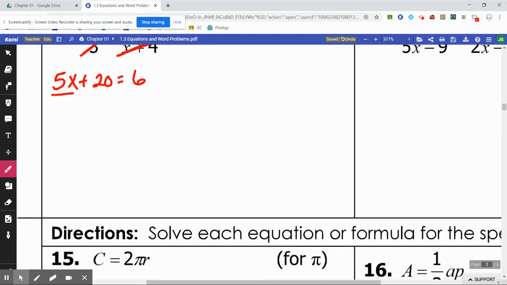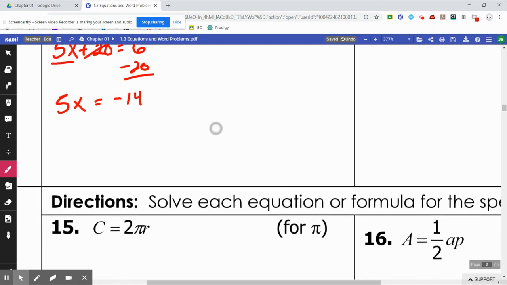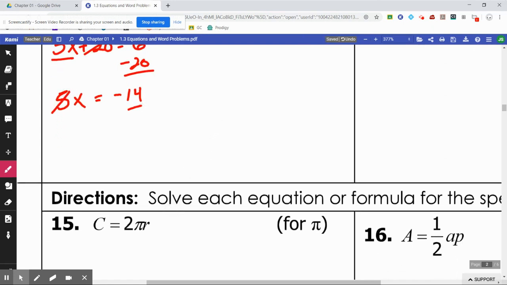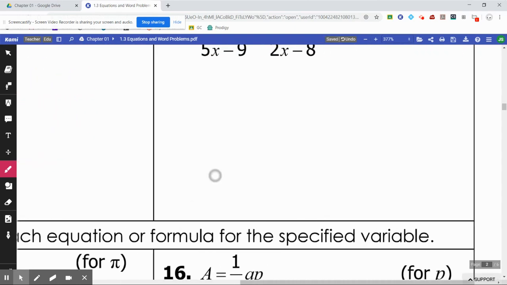X is on one side, plus 20. Let's move to the other side by minus 20. You have now 5x equals 6 minus 20 is negative 14. Last step, to get rid of the 5, we're going to divide by it. That will not reduce, it won't divide, so we're going to leave x is equal to negative 14 fifths.